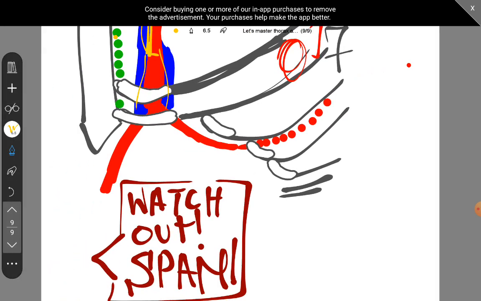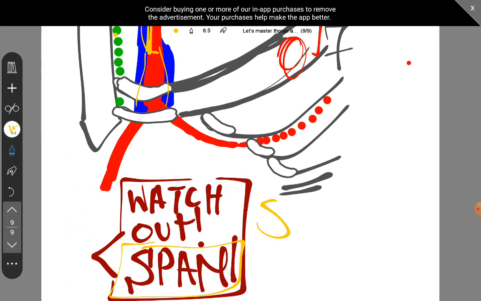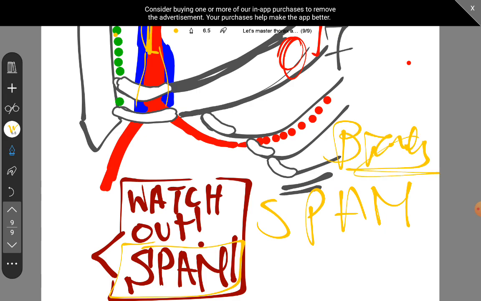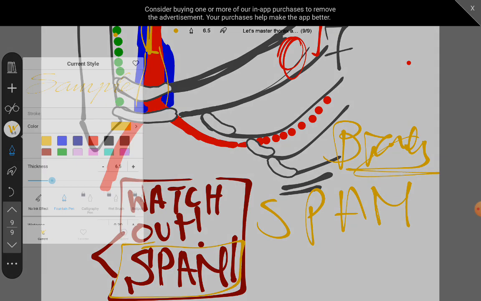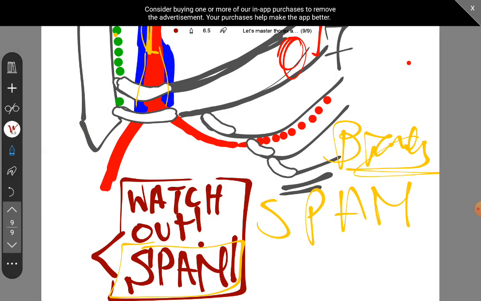Okay. Now watch out. There's a SPAM. S-P-A-M. Oh, I remember these were the branches of the internal thoracic artery. Before I cover the branches, first the S, I just mentioned it: it's the superior epigastric artery. The superior epigastric artery is one of the terminal branches of the internal thoracic artery.